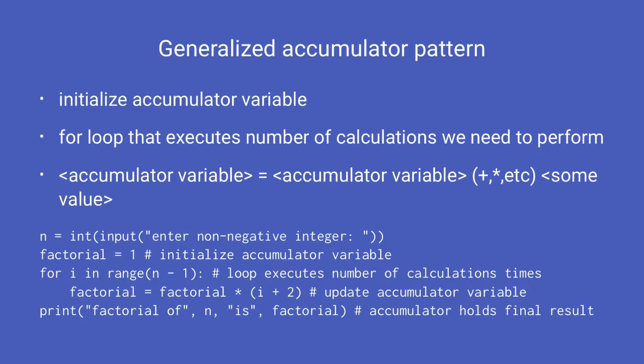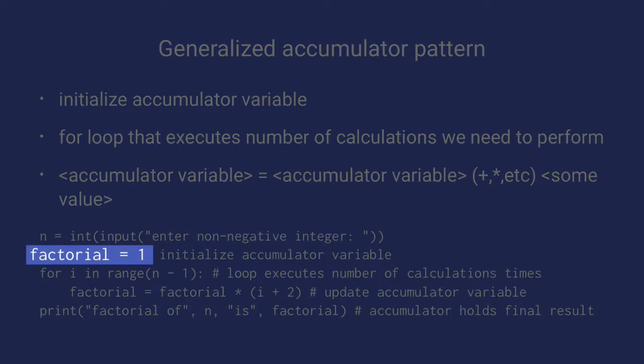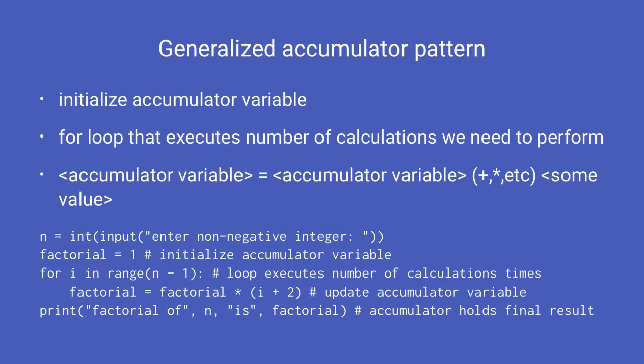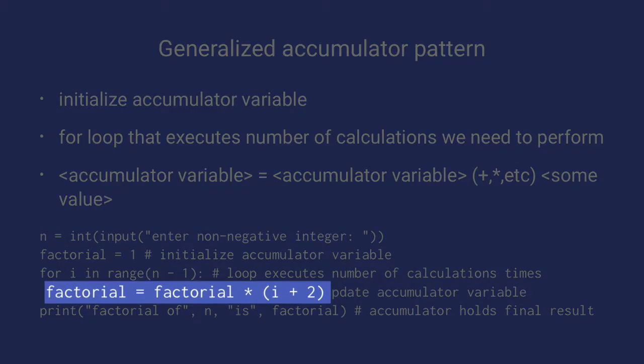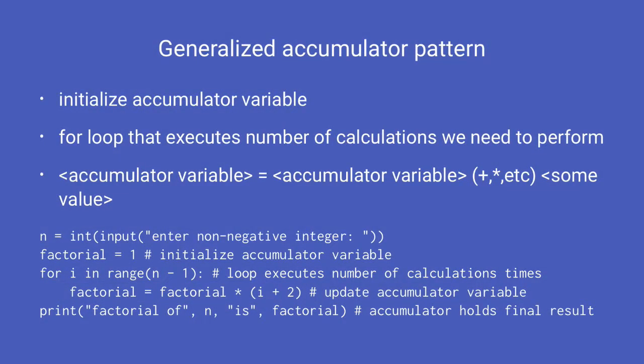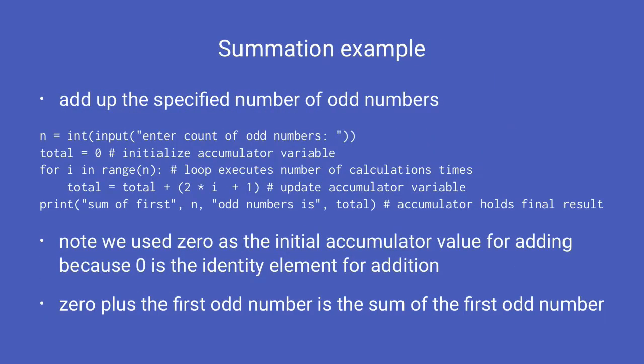We can see these steps in the factorial program. Factorial equals 1 is our initialization statement. The number of executions of the for loop corresponds to the number of multiplications we want to perform, and the body of the for loop updates the accumulator variable by performing 1 multiplication. Let's look at another example of the accumulator pattern to add up the specified number of odd values.